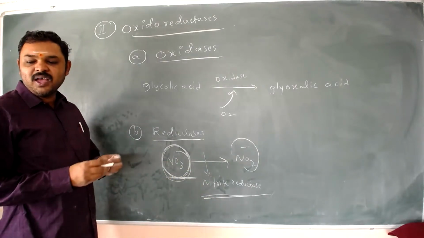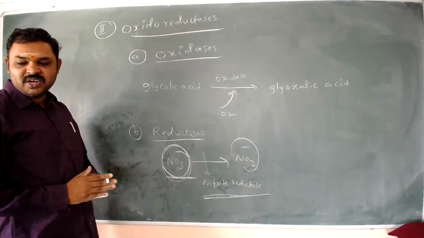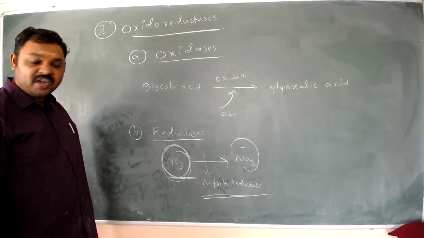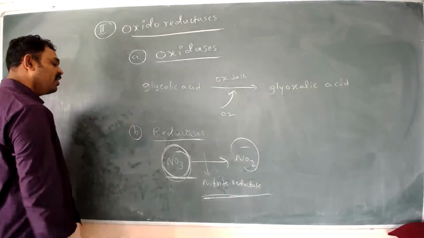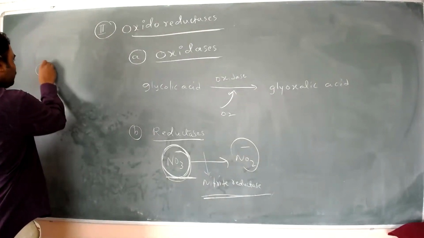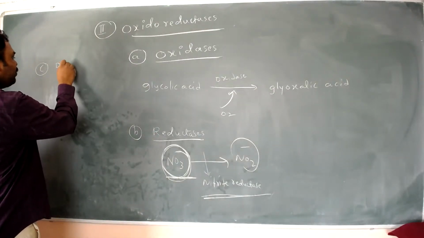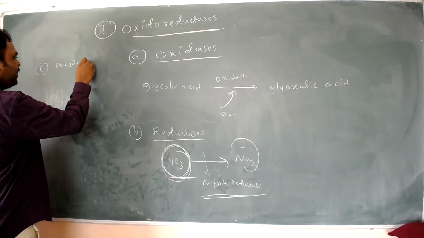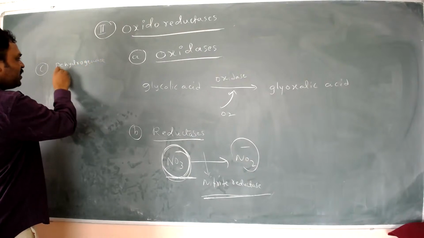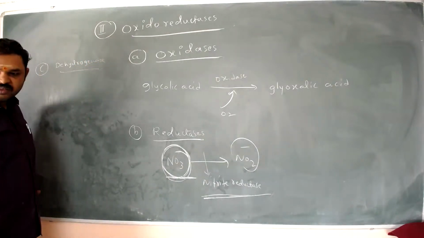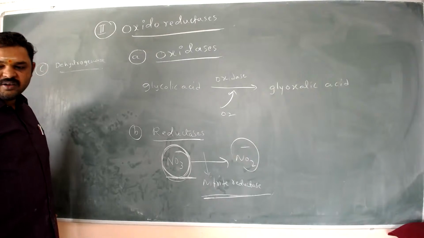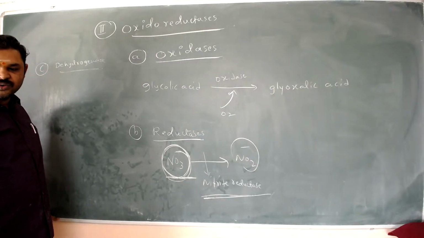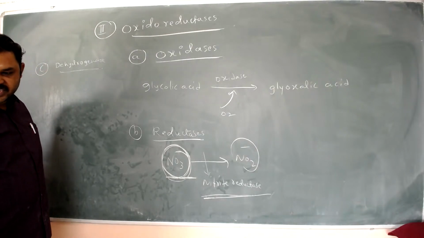Reductases are involved in the removal of oxygen from a substance. One more subclass in oxidoreductases is also reduction, but it is dehydrogenation. What is meant by dehydrogenation? It removes hydrogen from a substance. For example, malic acid is converted into oxaloacetic acid.